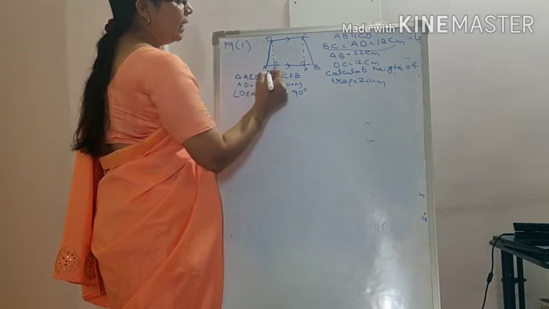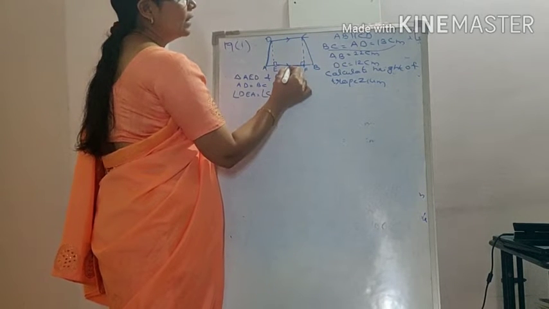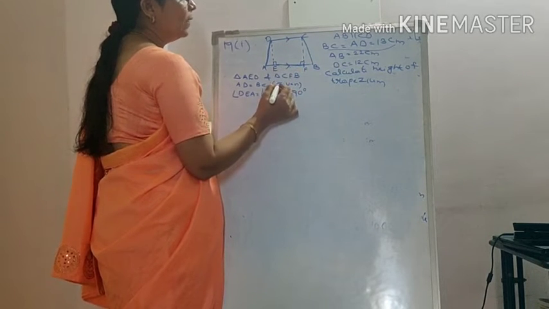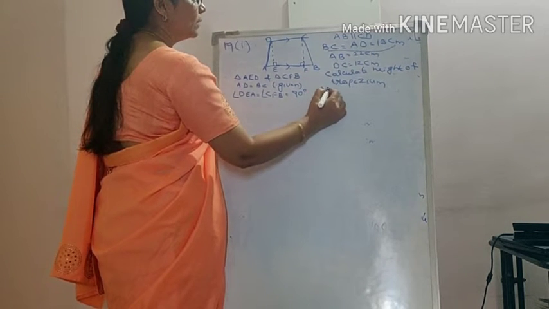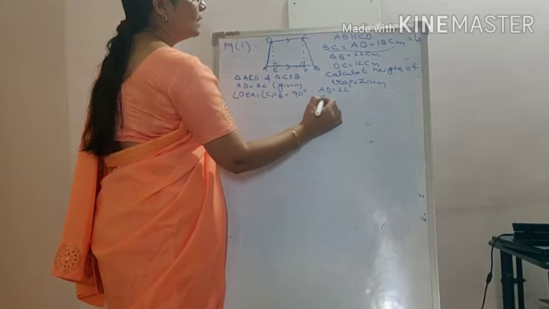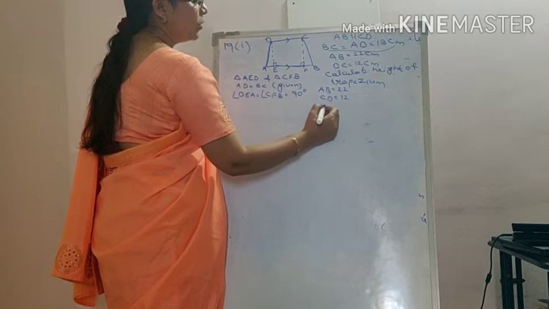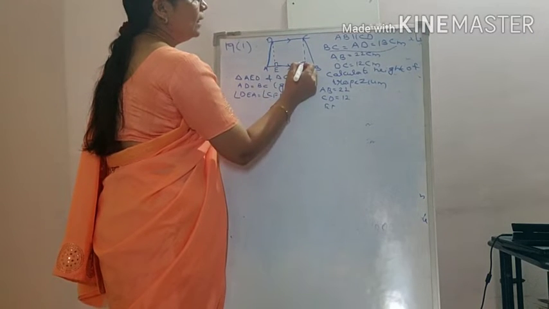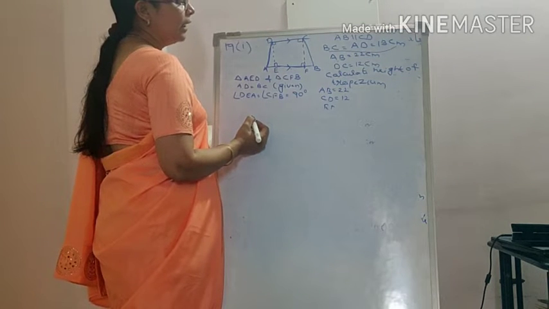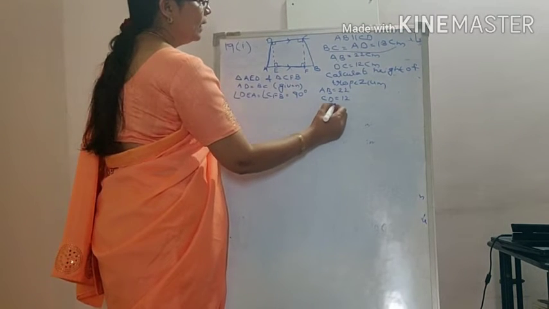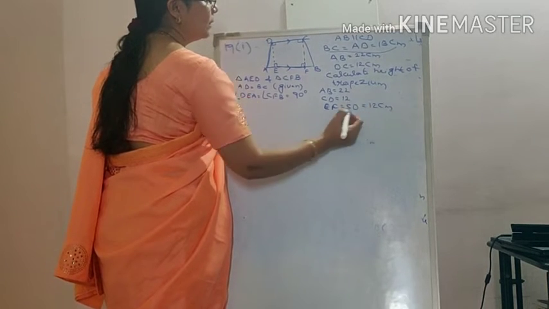Now, being a right angle isosceles trapezium, it is given that AB is parallel to CD, and AB is equal to 22 centimeters and CD is 12 centimeters. So EF: this is 90, this is 90, so this also will be 90 and this is also 90, a rectangle. Therefore, EF will be equal to CD, which is 12 centimeters.